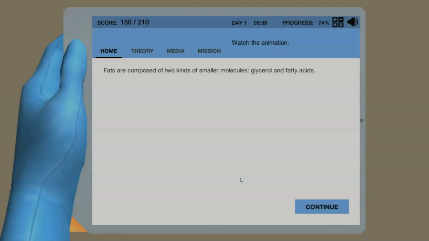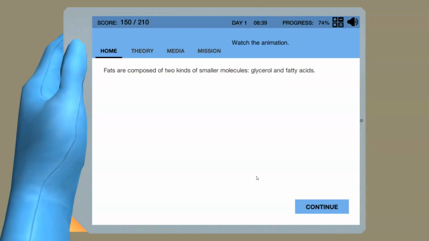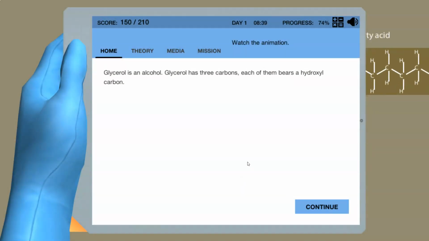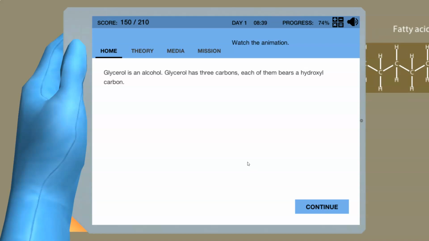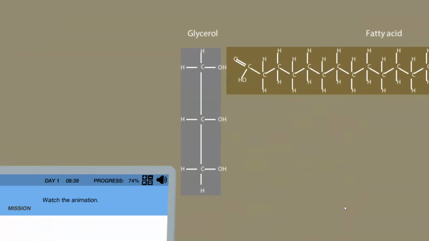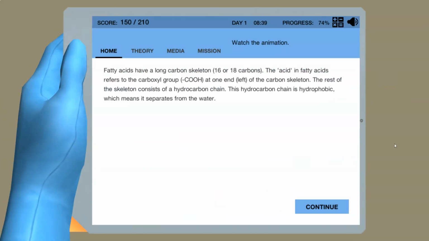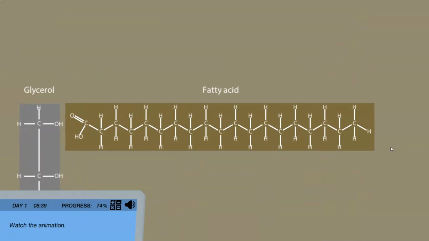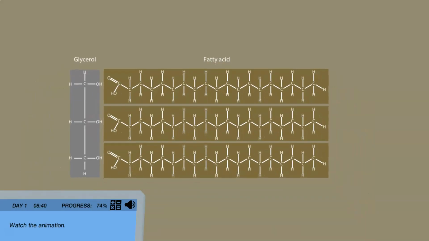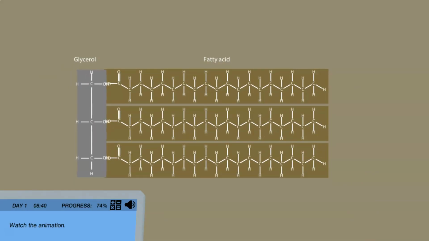Fats are composed of two kinds of smaller molecules, glycerol and fatty acids. Glycerol is an alcohol. Glycerol has 3 carbons, each of them bears a hydroxyl group. Fatty acids have a long carbon skeleton. The acid in fatty acids refers to the carboxyl group at one end of the carbon skeleton. The rest of the skeleton consists of a hydrocarbon chain. This hydrocarbon chain is hydrophobic, which means it separates from the water. Each fatty acid is linked to the glycerol by an ester linkage, resulting in a fat, also called a triacylglycerol.